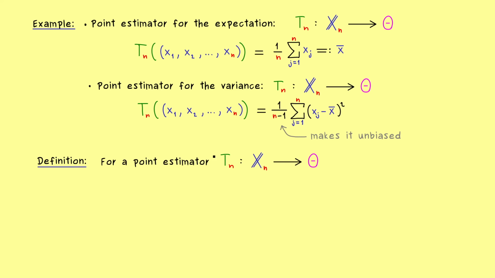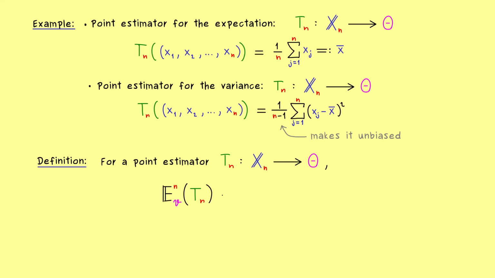So as before, we take a point estimator Tn that maps into the real numbers. And this tells us that we can nicely calculate with the thetas as well. So for example, we can fix a theta and then we can calculate the expectation of Tn. So please recall, this means we have the expectation of Tn with respect to the probability measure p theta n. So this is the value we expect from Tn if theta is fixed.